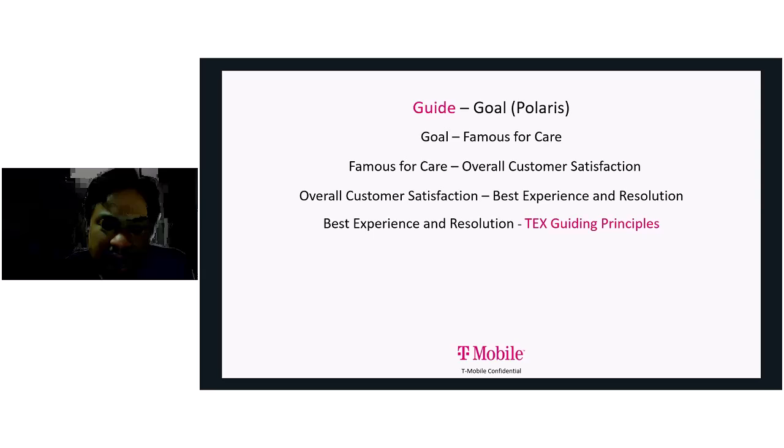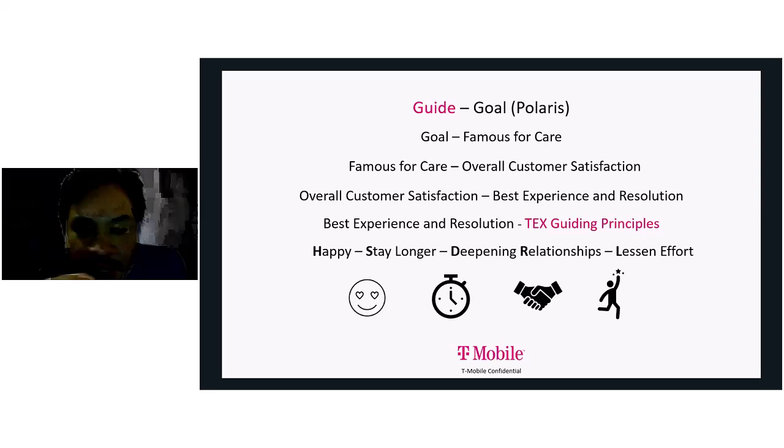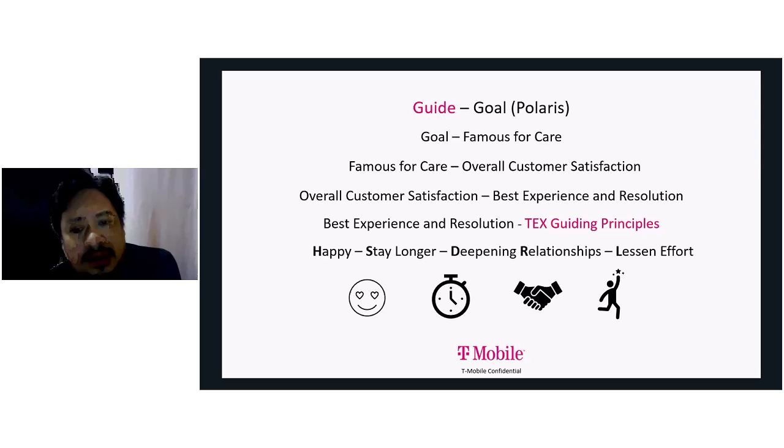So, I hope you understand this because we're gonna need this later. So, this is the breakdown of how we get to where we're at. No? So, what do we wanna do? We wanna do the right thing. And then, what's our guide in doing the right thing? If what we do leads us to being famous for care, and then we're gonna do it.